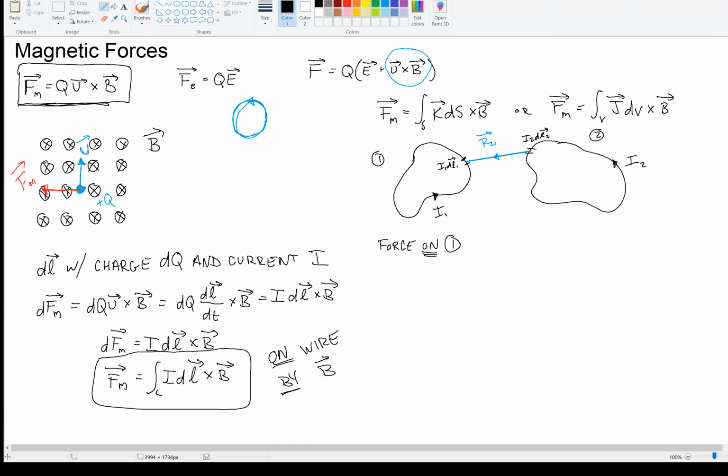So let's ask ourselves, what is the force on this little dl1 due to this little dl2? We would write it like this, d2F1, which is on 1 by 2. There are two d's there because we're considering two small segments right now. So this would be I1 dl1 cross the magnetic field produced by just this little piece. This is what we saw. That's this thing here.